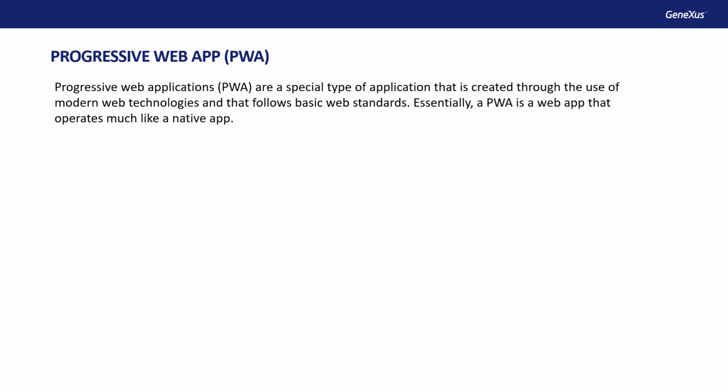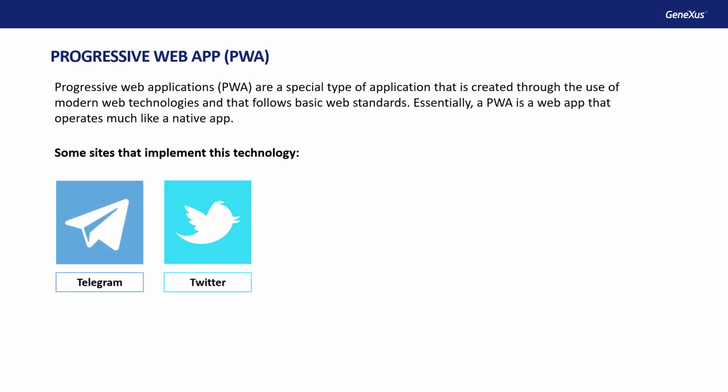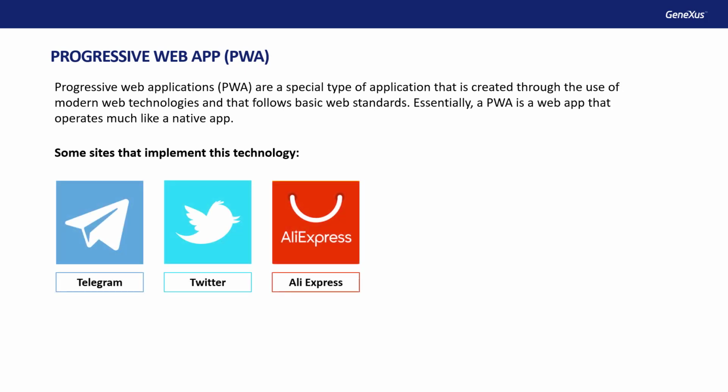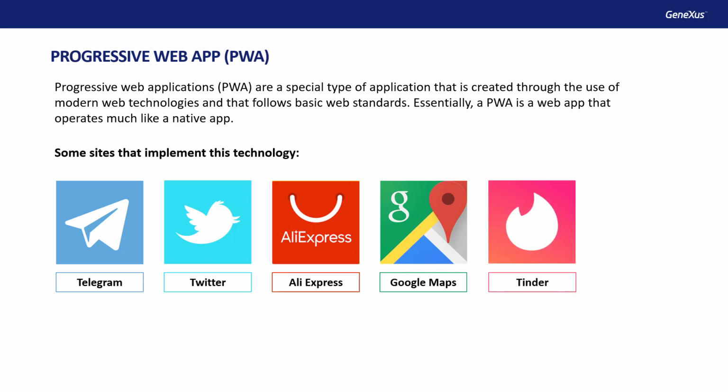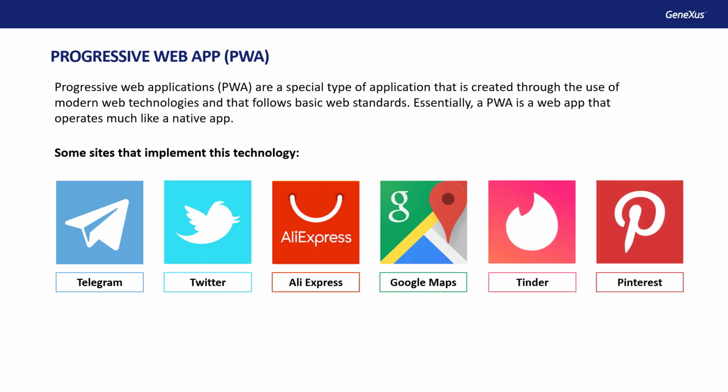Some sites that have already implemented this technology are Telegram, Twitter, AliExpress, Google Maps, Tinder, Pinterest, among others. Before we get into the details of progressive web applications, we'll see what web applications and native applications are all about. In this way, we'll know their particular characteristics and differences.